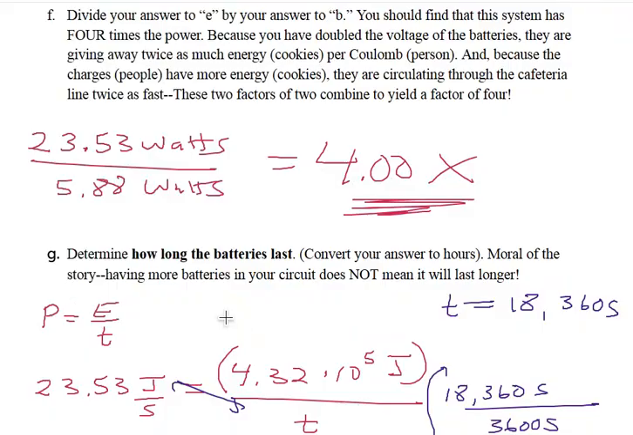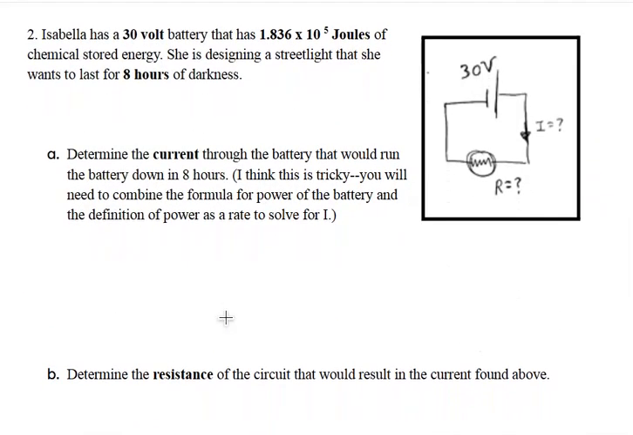All right, moving on. Isabella has a 30-volt battery with a certain amount of real energy. She is designing a street light that she wants to last for 8 hours of darkness. Okay, question 8. Determine the current through the battery that would run the battery down in 8 hours. Okay, so we're looking for I, and I is pretty much in everything, right? Because it is all about me. So what do you know?